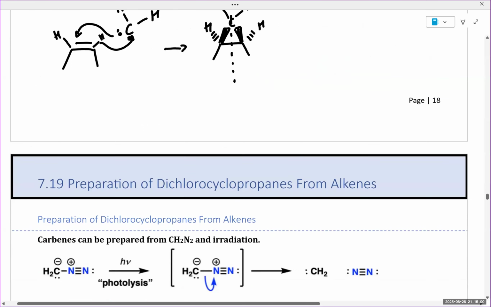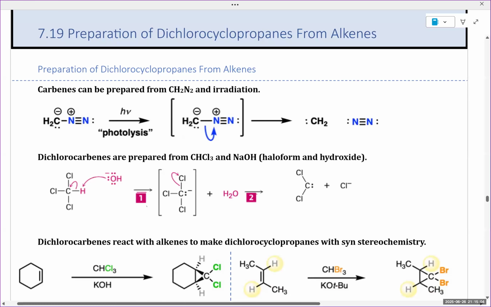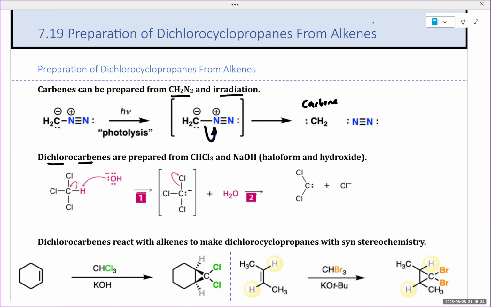Okay, let's keep going now, and let's talk about the preparation of dichlorocyclopropanes from alkenes. As we discussed, carbenes can be prepared from diazomethane under irradiation. So in this case, you break the carbon-nitrogen bond, you release nitrogen gas, and you get your carbene. We can also make dichlorocarbenes, which is prepared from chloroform and sodium hydroxide.